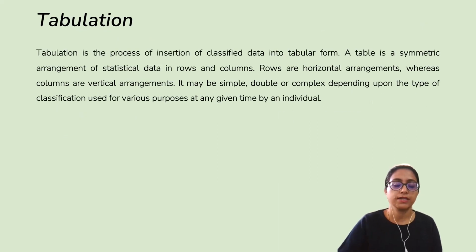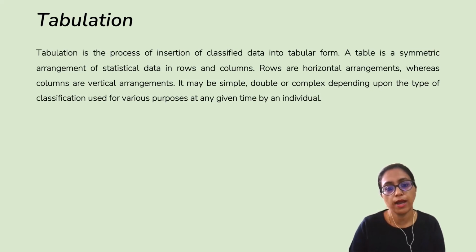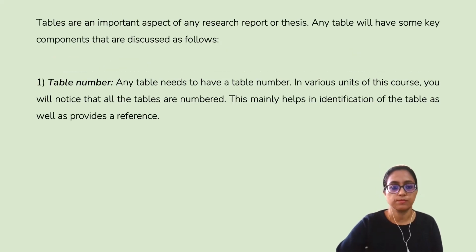Now let us see what tabulation is. Tabulation is nothing but constructing a table out of the data, which means you have to express the data in tabular form. What is a table? You have seen a table many times. It is the arrangement of data in the form of rows and columns, where rows are the horizontal arrangement and columns are the vertical arrangement. The table can be simple or complex depending upon what type of data you are dealing with. Let us see more about tabulation.